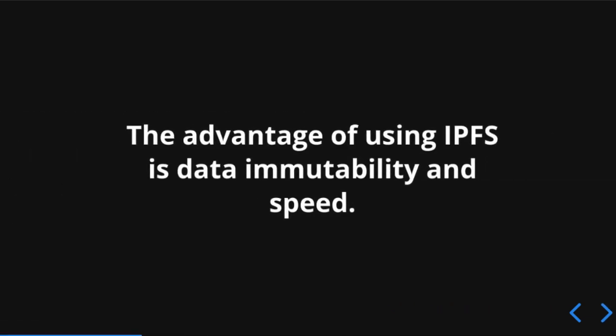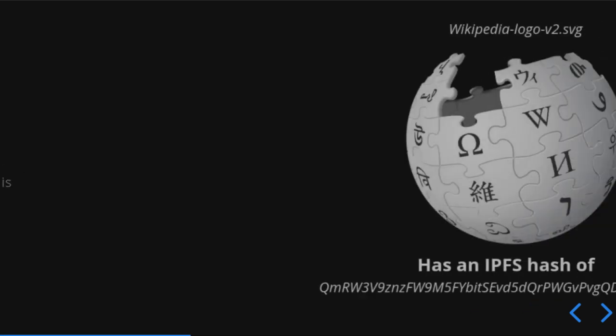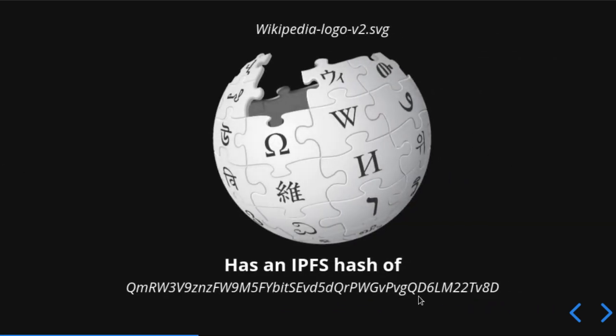The advantage of using IPFS is data immutability and speed. So data immutability is, files on IPFS are given a hash; you generate a hash for files when you put them on IPFS. This hash is kind of a fingerprint for the file. If you're familiar with hashes, you give the hash function a value or a file, and it prints out some data. So here's a fingerprint basically.